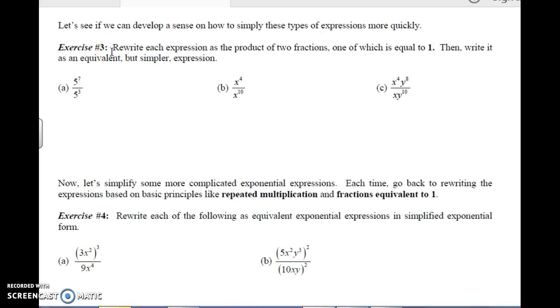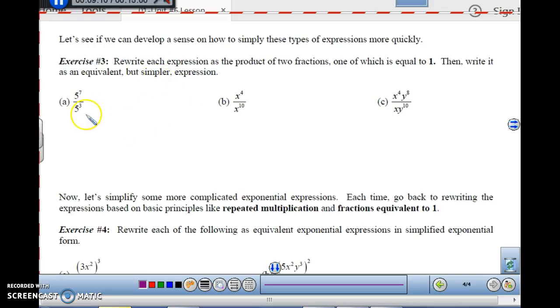Okay. Now, we're going to rewrite each expression in simpler terms, but we're not going to rewrite it equal to 1. What we're going to do is do it by division. All right, so 5 to the 7th divided by 5 to the 3rd. Even though the base is a number, we keep the base and we subtract the exponents. So that would be 5 to the 7 minus 3, which is 5 to the 4th. And that is your answer. Now if you're doing it by the ones, what goes into both of these terms would be 5 to the 3rd.